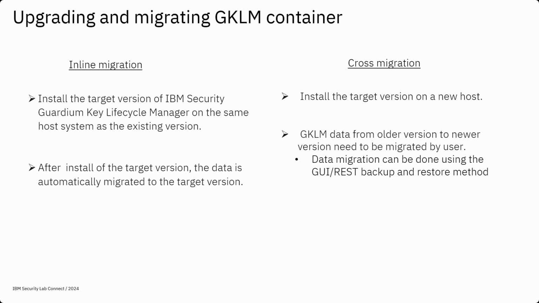In cross migration, the user performs the installation of newer version of GKLM on a new host as a fresh deployment and later use data migration process to move the data from older system to new system. For migrating data, user can take backup from older container deployment either by GUI or REST. And for the restore also, you can follow the same GUI and REST methods.